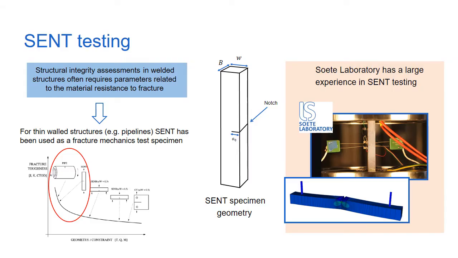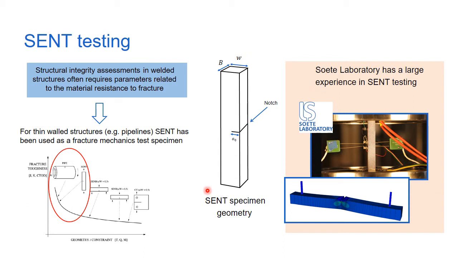Structural integrity assessments in welded structures often require parameters related to the material resistance to fracture. For thin welded structures, such as pipelines, pressure vessels, and offshore constructions, single-edge notch tension (SENT) has been used as a fracture mechanics test specimen. The reason for that is that this specimen has a geometry constraint similar to the one found in these structures, which enables us to obtain more realistic fracture toughness values. In this plot, you can see that the geometry constraint in a SENT and in a pipe are similar, leading also to similar values of fracture toughness.